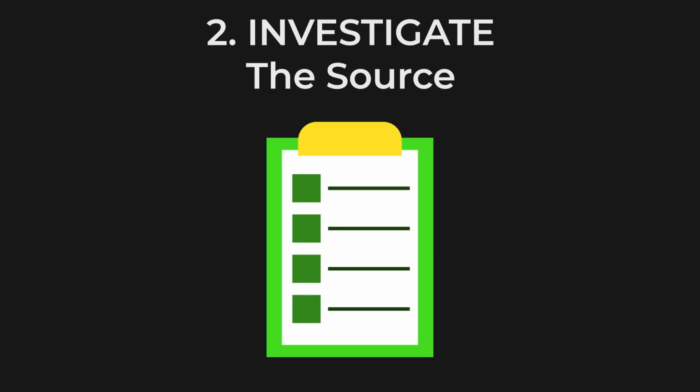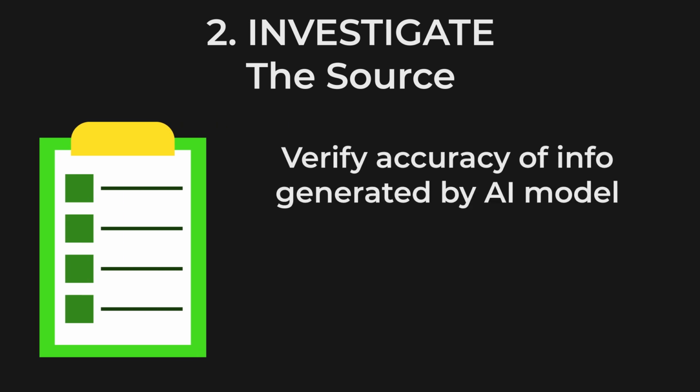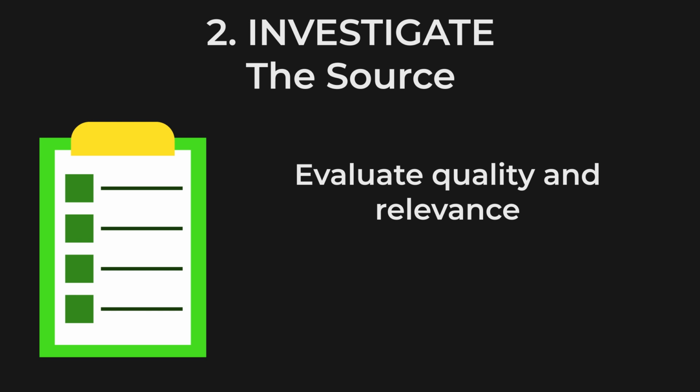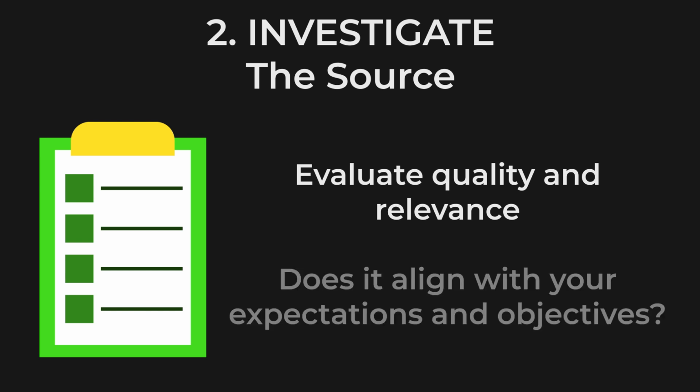2. Investigate the source. If the generated content includes specific claims, data, or facts, always fact-check them using external sources. Verify the accuracy of the information generated by the AI model. Use trusted fact-checking websites, reference materials, or subject matter experts to validate the claims made in the generated content. Evaluate the quality and relevance of the generated content. Does it align with your expectations and objectives?